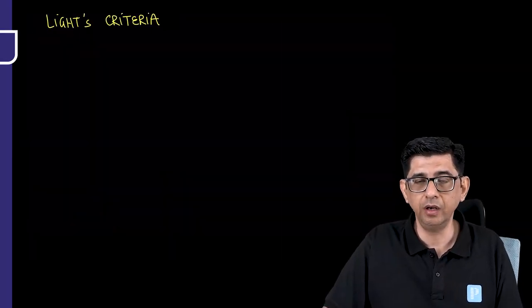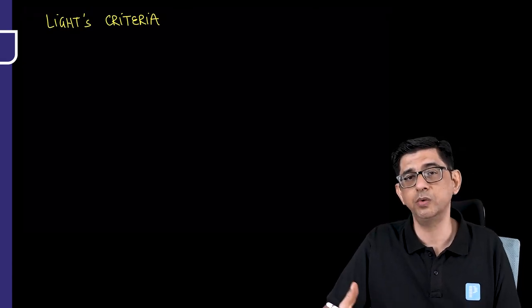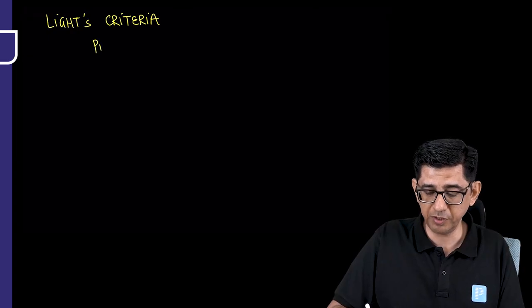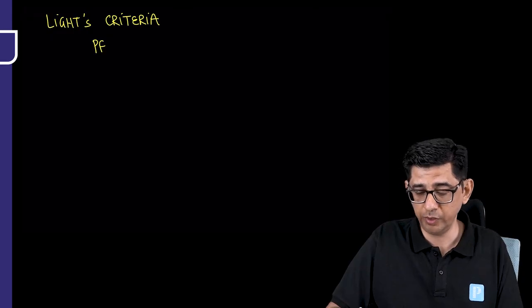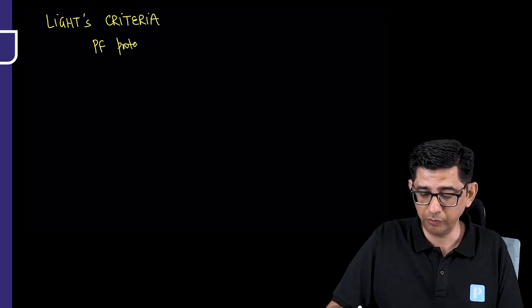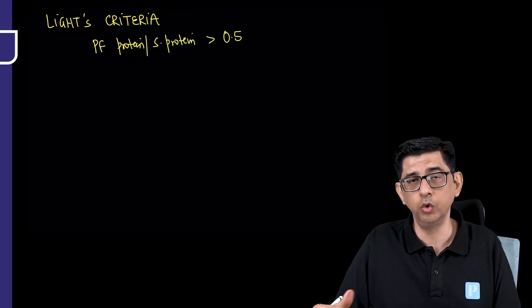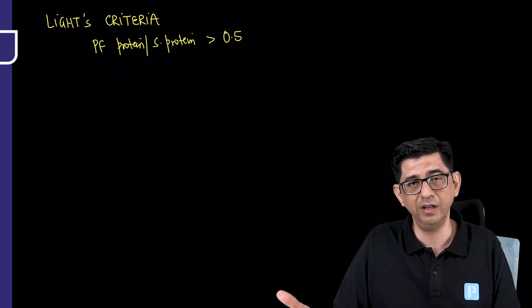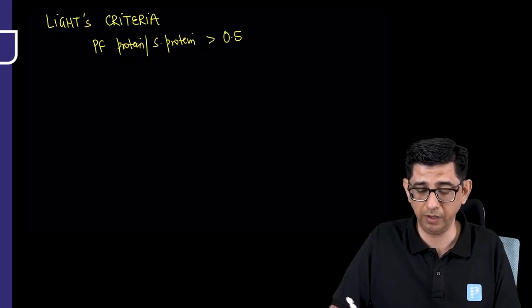Next up is Light's criteria for diagnosis of pleural effusion. They help us in differentiating between a transudate versus an exudate. So let's look at the first one. In the numerator, you want to take PF, which means pleural fluid, protein, and you want to divide this by the serum protein value. In case this value is more than 0.5, the mathematical ratio, it goes in favor of an exudate, the inflammatory part, because every time there's inflammation, protein or fibrin would be elevated.